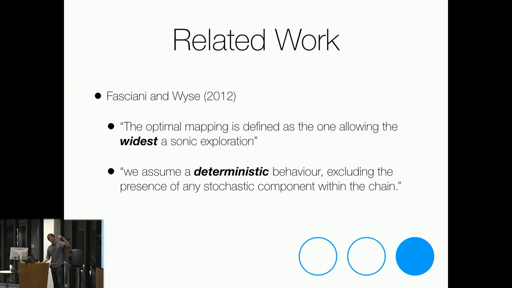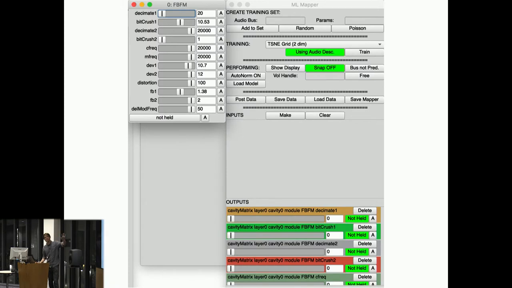I just want to cite one work here, because I know many of you know this paper, Fasciani and Weiss from a number of years ago. The thing that they did was similar, but they were trying to create an instrument that had the widest possible sonic exploration. I'm not actually trying to do that. I'm trying to find just the sweet spots that I like and then map just those into a lower dimensional space for me. Also, they assume a deterministic behavior so that the same synthesis parameters will always produce the same audio, the same audio descriptors, and there's no stochastic elements at all in the synthesis algorithm. I actually have a lot of stochasticity in the performance patch that I work with, so I have to remove this assumption.